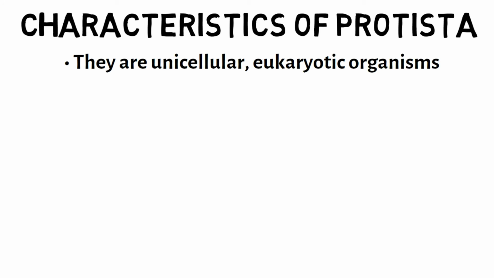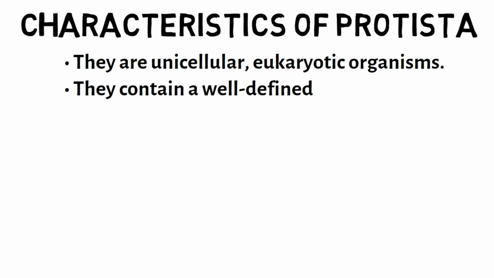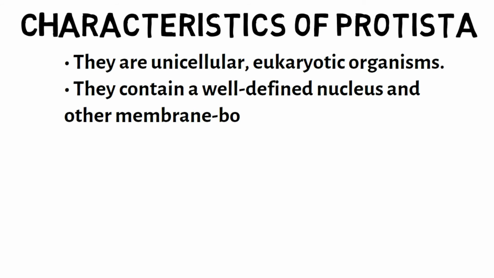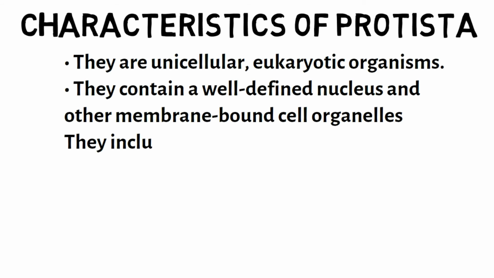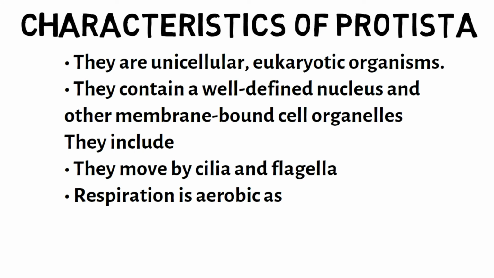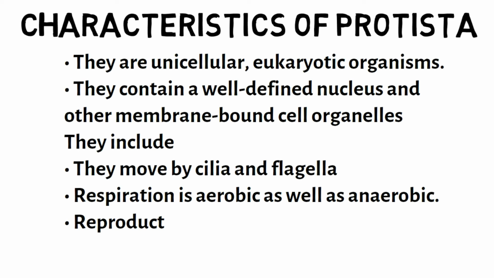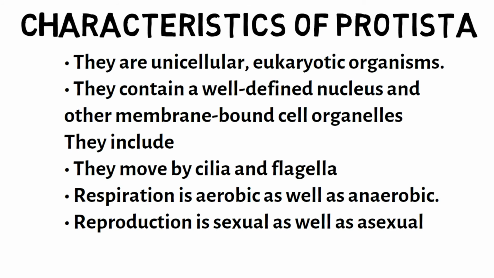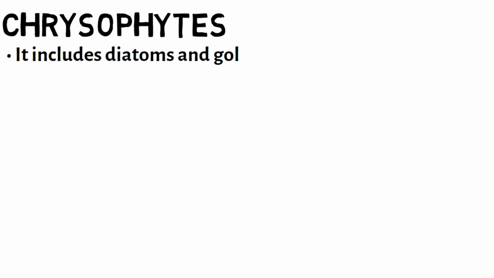They contain a well-defined nucleus and other membrane-bound cell organelles. They move by cilia and flagella. Respiration is aerobic as well as anaerobic. Reproduction is sexual as well as asexual. 1. Chrysophytes. It includes diatoms and golden algae.